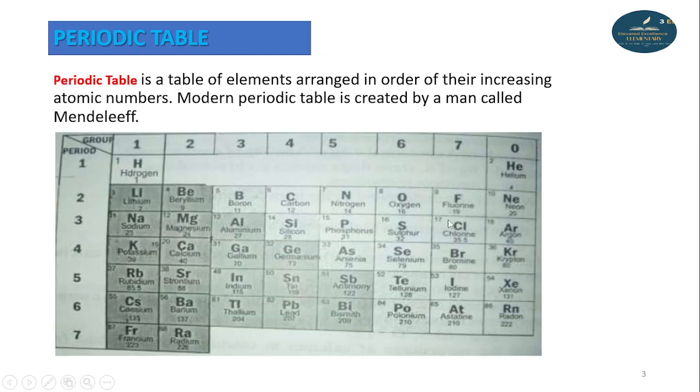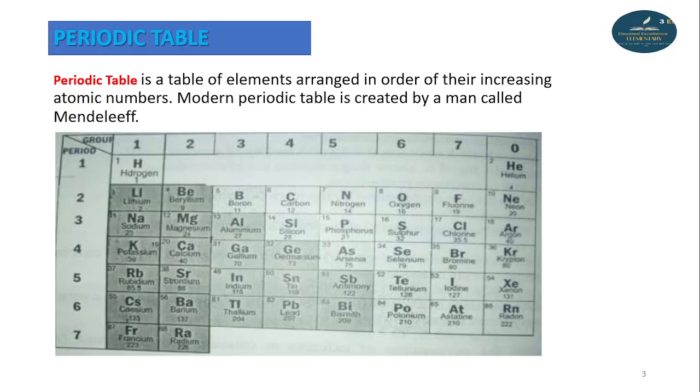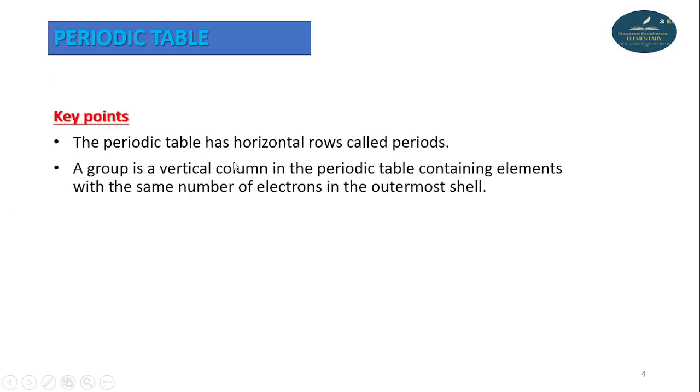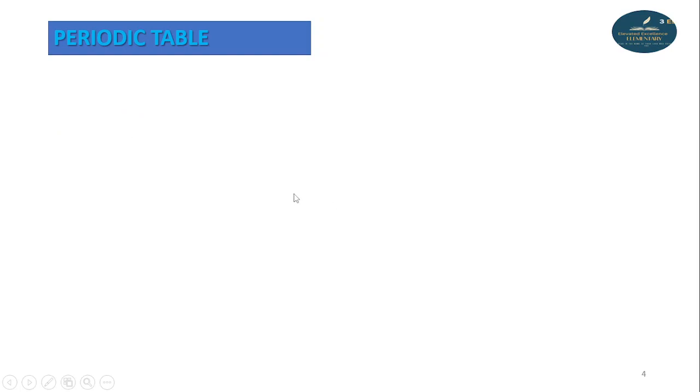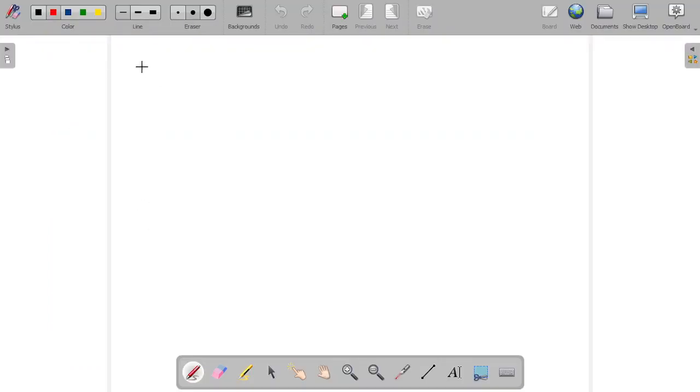When we construct the structure of the shell, we are filling in the electrons. Let's do that now. As stated here, a group contains elements with the same number of electrons in the outermost shell. Now let's take two elements that are in the same group: lithium and sodium. Let's use that as a case study.